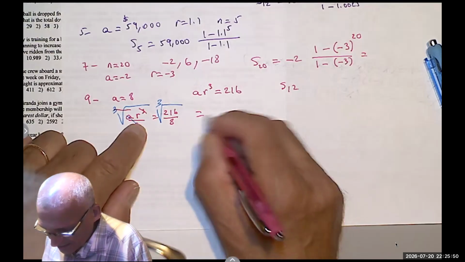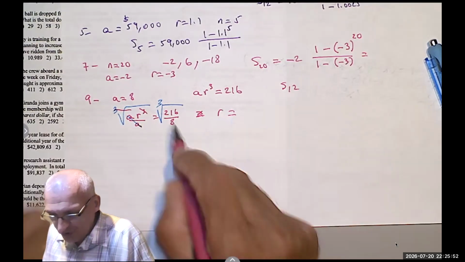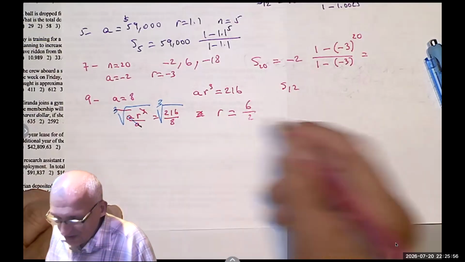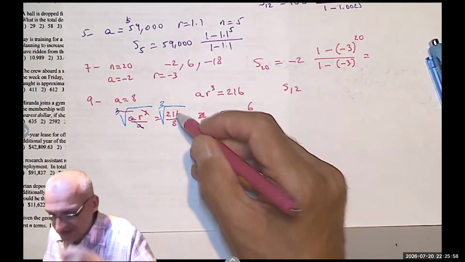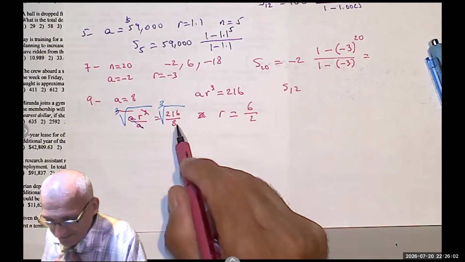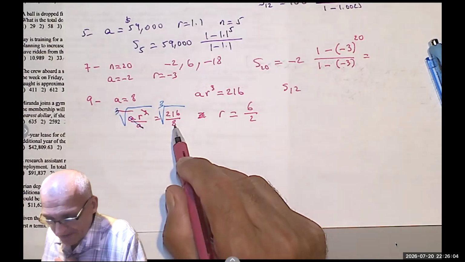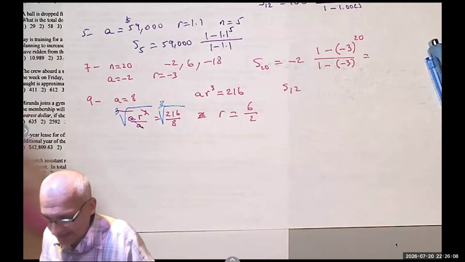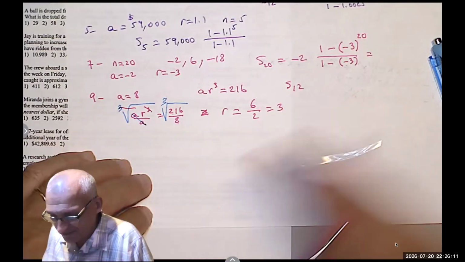So R equals the cube root of 216 is 6, the cube root of 8 is 2, or I could have divided 216 by 8 and I would have gotten what? 27, and the cube root of 27 is 3, or use the calculator. So anyways, R is 3.